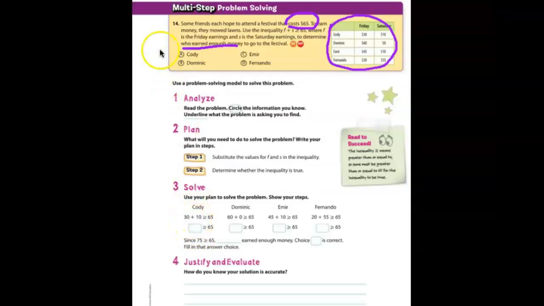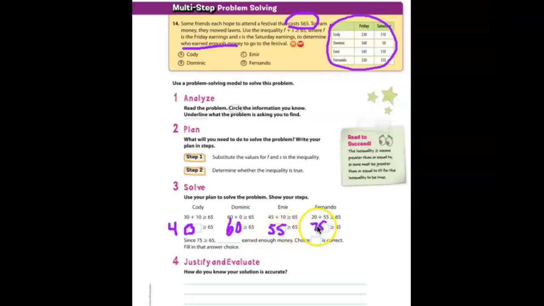What is 30 plus 10? Okay, 30 plus 10 is 40. So we're going to go ahead and do the second one. What is 60 plus 0? Go ahead and answer that for me. Okay, that's exactly right. That's 60. What is 45 plus 10? Please answer that. That is 55. And what is 20 plus 55? Answer that for me, please. Very good. That is 75.